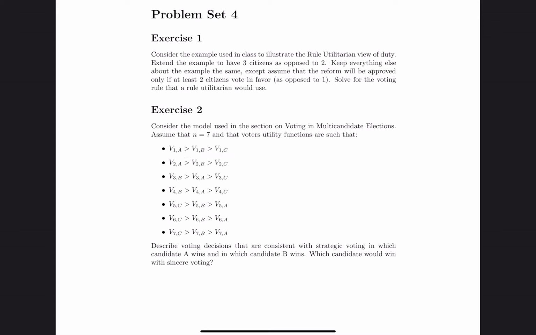Describe voting decisions that are consistent with strategic voting, in which candidate A wins and in which candidate B wins. Which candidate would win with sincere voting? So sincere voting would refer to a situation where all the individuals would vote simply according to their preferences. So they vote for the candidate which gives them the maximum utility, given that this candidate is winning. And this is quite simple.